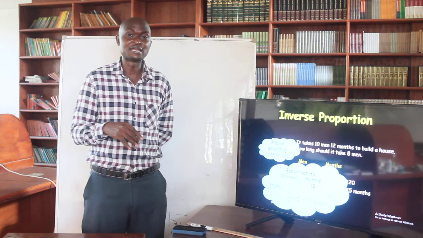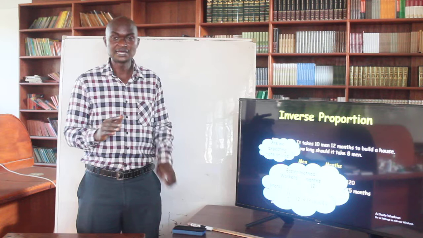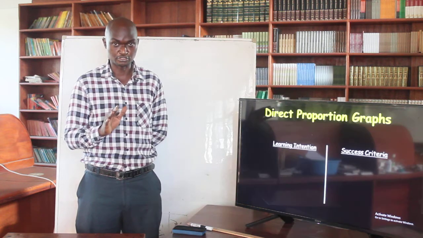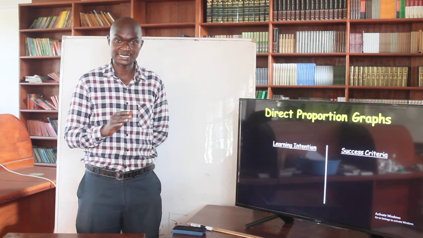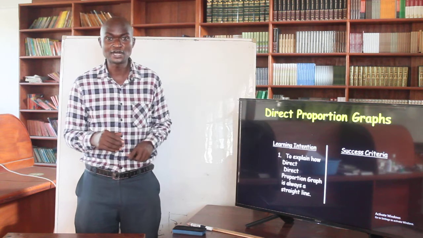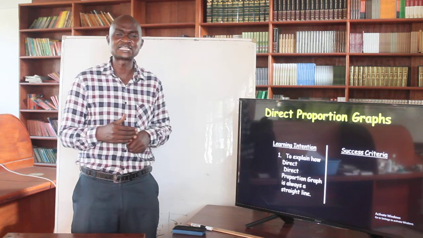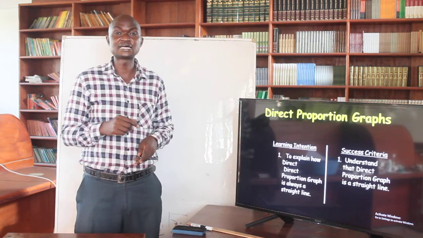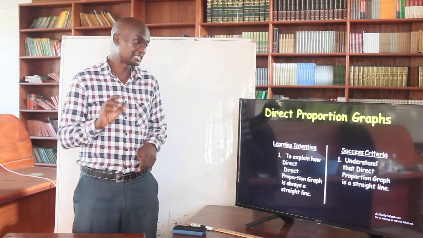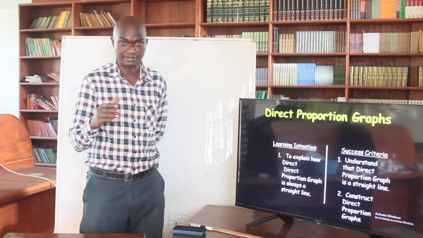I expect that by now we have understood what we mean by direct proportion and inverse proportion. How do direct proportion graphs look? I'm going to explain to you how a direct proportion graph is. It's always a straight line. It will be a success if you understand that it's a straight line showing a direct proportion, and that you can easily construct a direct proportion graph.